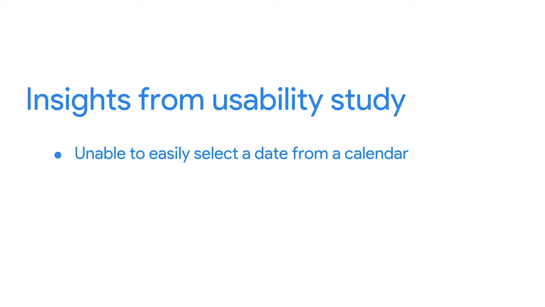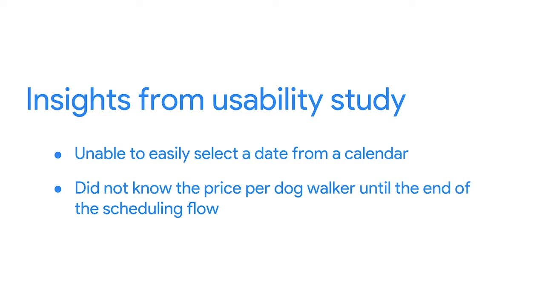an example. Our latest usability study had participants review the high-fidelity prototype of our Dog Walker app, and a couple of insights were uncovered about the usability of the app. I've chosen to address 2 of those insights, as they are critical to improving the user experience. The first insight that came out of our research was that participants were unable to easily select a date from a calendar. The second insight was that participants did not know the price per dog walker until the end of the scheduling flow. Okay, it's time to start making updates to my mockups in Figma.